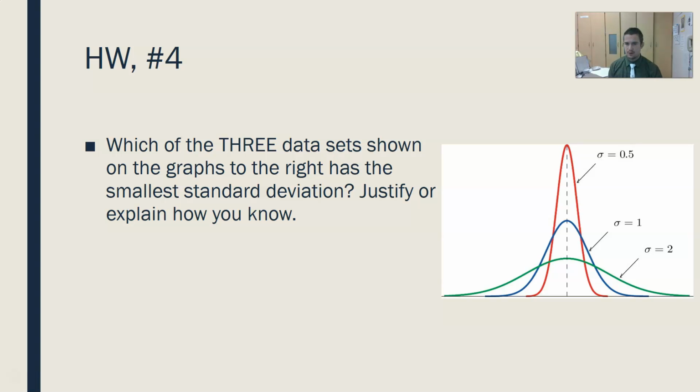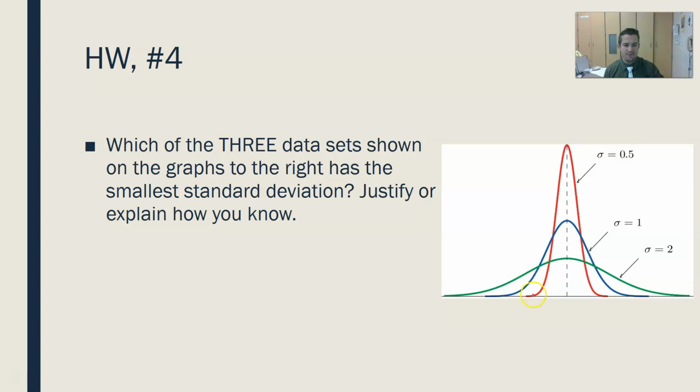Number 4, for example, on the homework says, which of the 3 data sets shown on the graphs to the right has the smallest standard deviation? Justify or explain how you know. I showed you a graph similar to this earlier, but a small standard deviation means that the data is not very spread out.